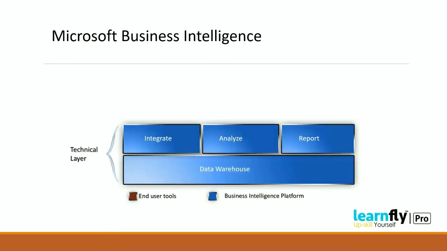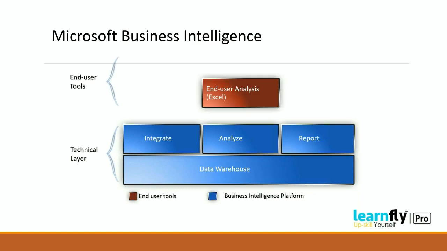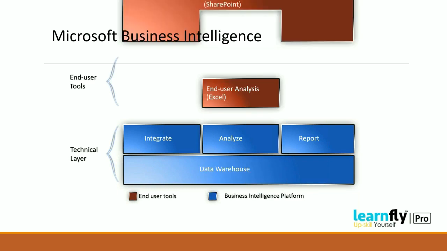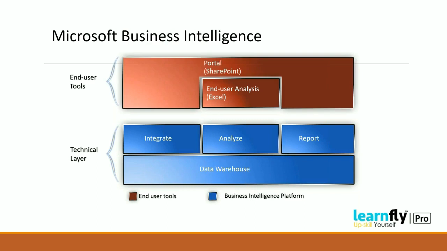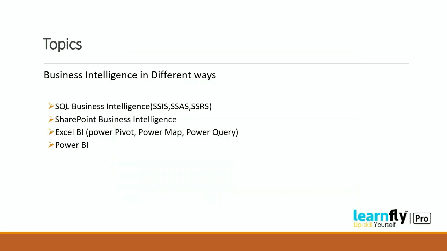So for the layers, I want to show you the layers we have. The data warehouse is a layer. Then we can integrate the things from the source. Then we analyze, that is transformations. And then we have reporting, that is visualization. Then we have the tools for end users, like Excel that I told you. End user guys like Excel guys can go for the Excel BI, or otherwise the SharePoint portal. If you are a SharePoint user or SharePoint administrator within your company, you can utilize the SharePoint portal knowledge. So there are different ways of BI.